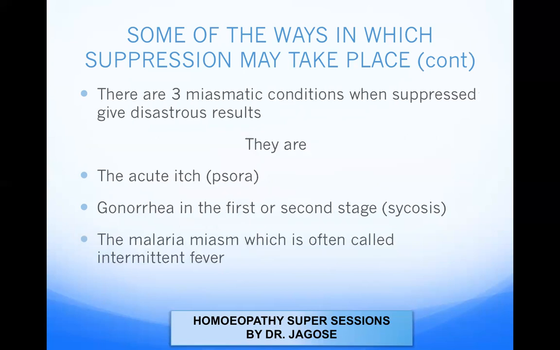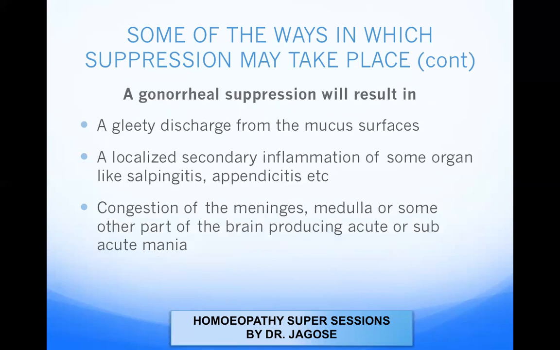He says there are three miasmatic conditions which, when suppressed, give disastrous results. They are the acute itch or psora, gonorrhea in the first or second stage, that is sycosis, and he introduces the malarial miasm, which is often called intermittent fever. A gonorrheal suppression will result in a leaky discharge from the mucous surface, or localized secondary inflammation of some organ like salpingitis, appendicitis, etc. Or it may involve the meninges, medulla, or some other part of the brain, producing acute or subacute mania. So when the gonorrheal discharge is suppressed, it goes into more important organs like the appendix, the tubes, or the brain, and causes acute or subacute mania.